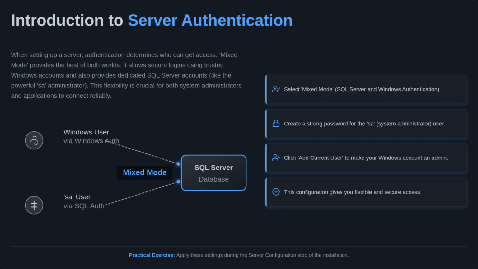Next is a crucial step, authentication. You'll be asked to configure the server. Choose Mixed Mode. This allows you to log in using either your Windows account or a specific SQL Server login like the SA or System Administrator account. Make sure to set a strong, memorable password for the SA account and add your current user as a SQL Server administrator. This is vital for access.